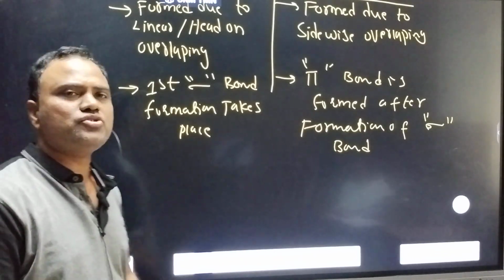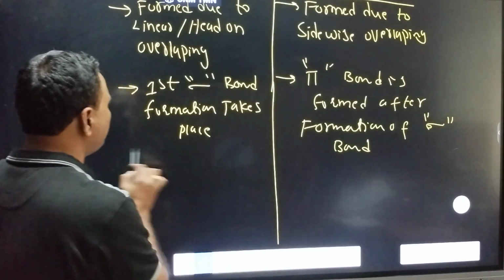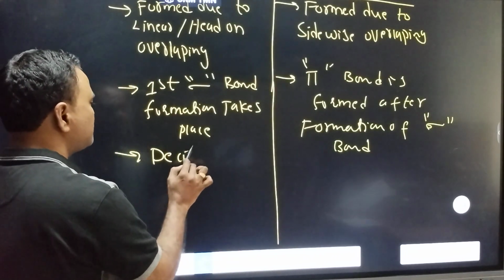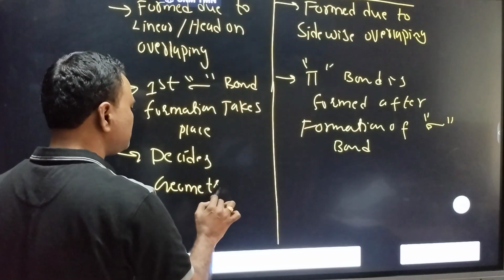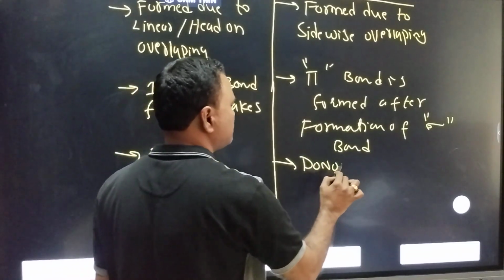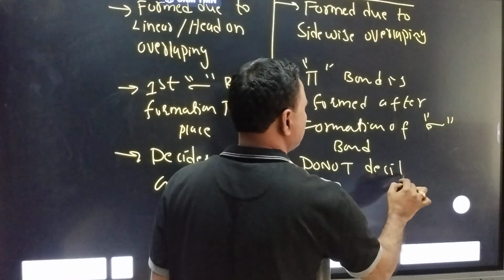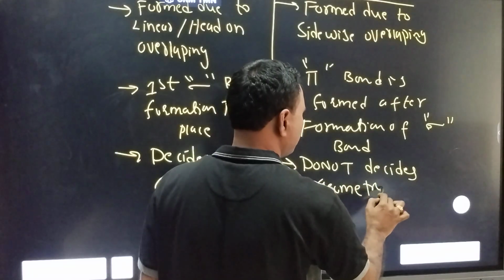Which bond decides the geometry of the molecule? Sigma bond. Sigma bond only decides the geometry of the molecule. Pi bond does not decide the geometry.